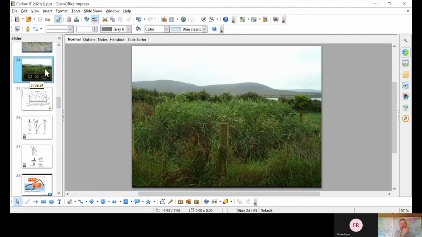This is a similar system design in County Clare, and you can see how the common reed has just taken over the whole system completely. It's really pushed up.